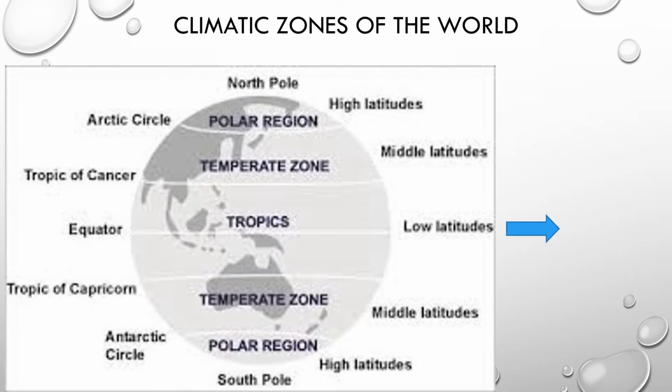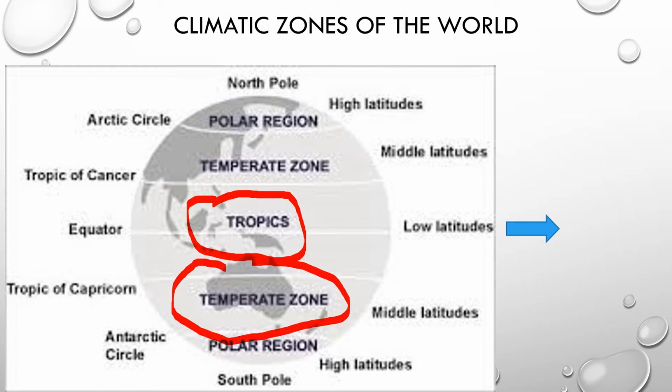Climatic zones of the world. We have four climatic zones all over the world: the tropics, temperate zones and polar regions. All these zones are directly related to latitudes and longitudes.